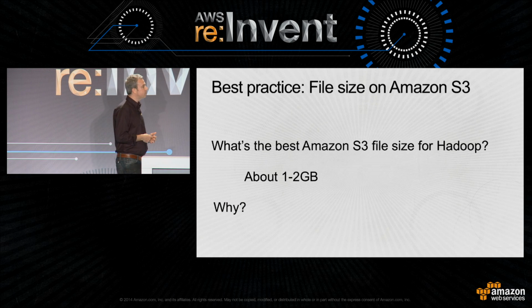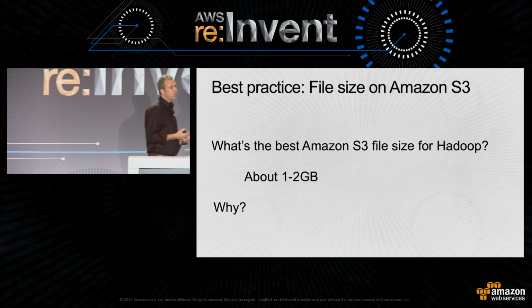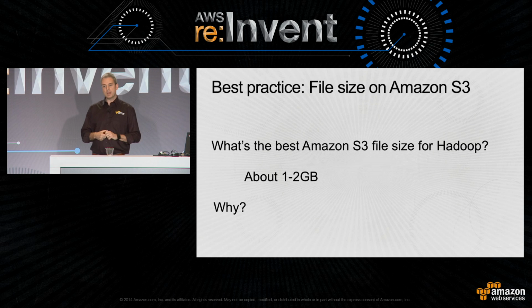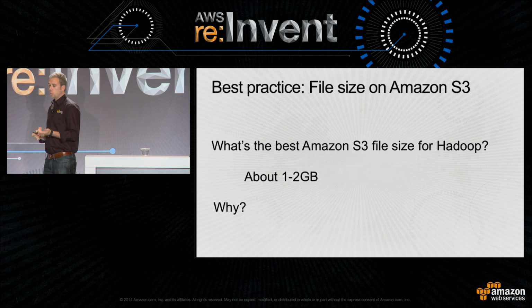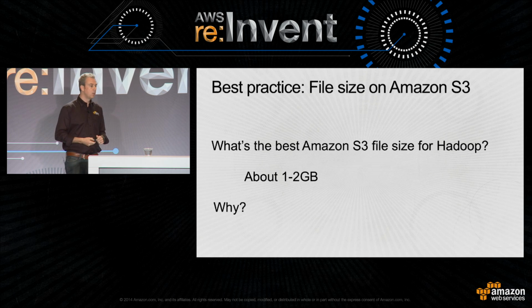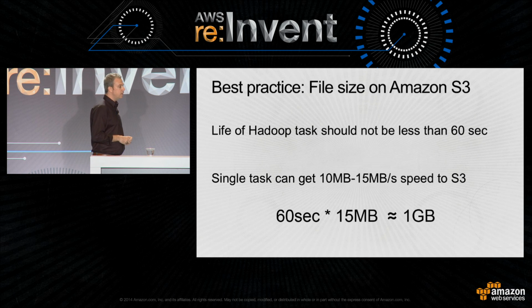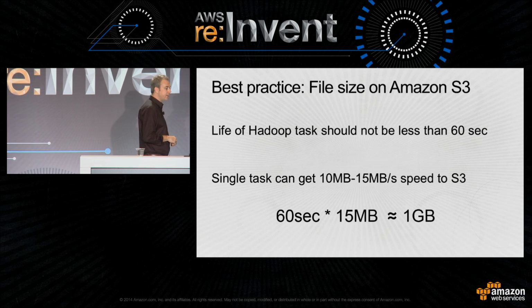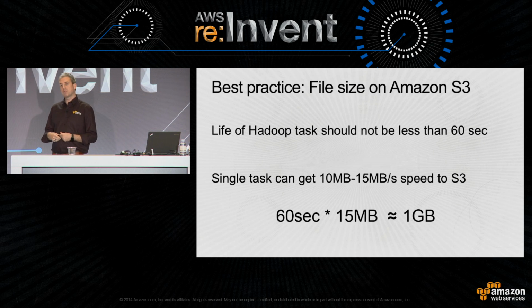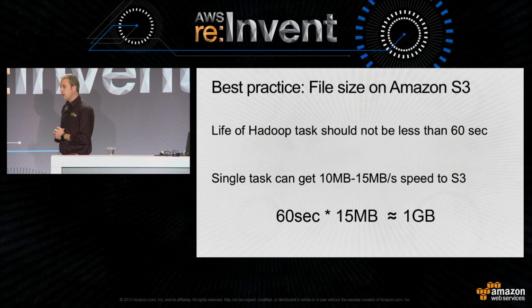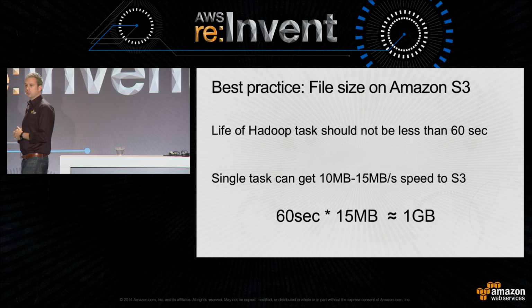So what's the best file size? We generally recommend 1 to 2 gig, if possible. Why is that? Well, an individual task in Hadoop, we don't want to have running for an overly short period of time. 60 seconds is a great rule of thumb.